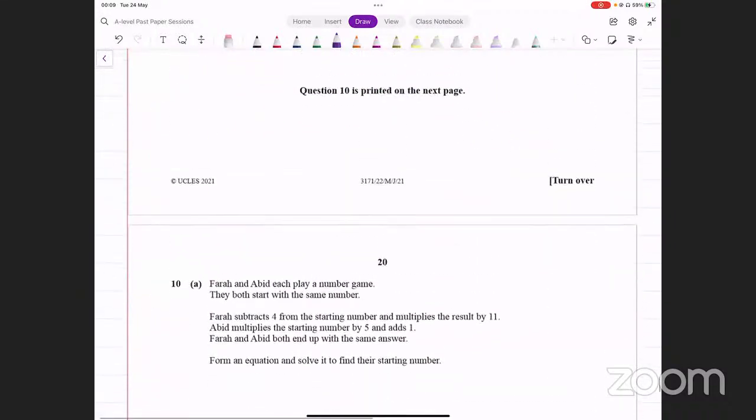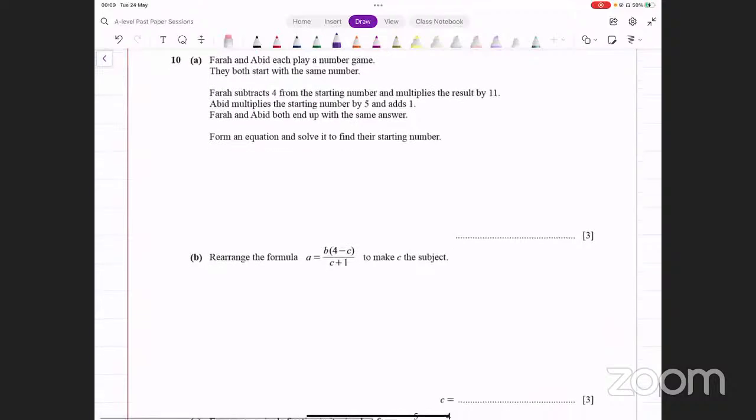Let's move on. Now we've got question number 10. It says Farah and Abid each play a number game. They both start with the same number. Farah subtracts 4 from the starting number and multiplies the result by 11. Achha, they're both starting from the same number. So that's an important piece of information. दोनों same numbers से start करे.